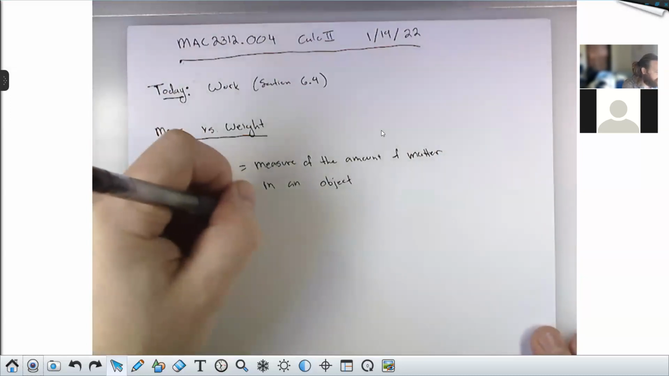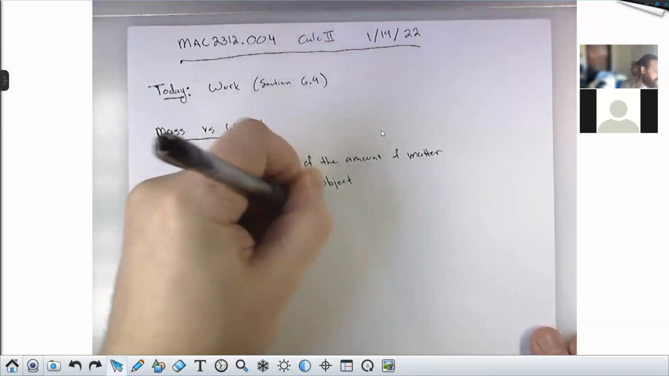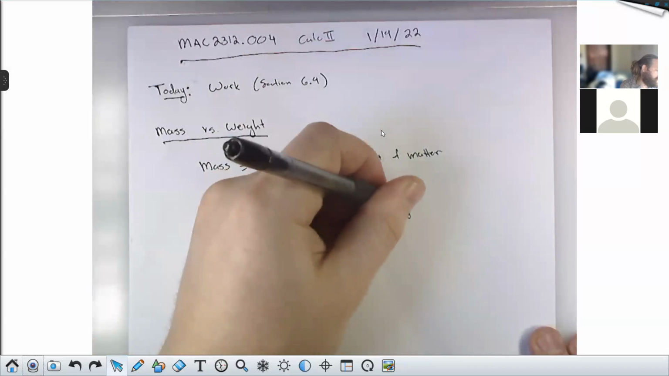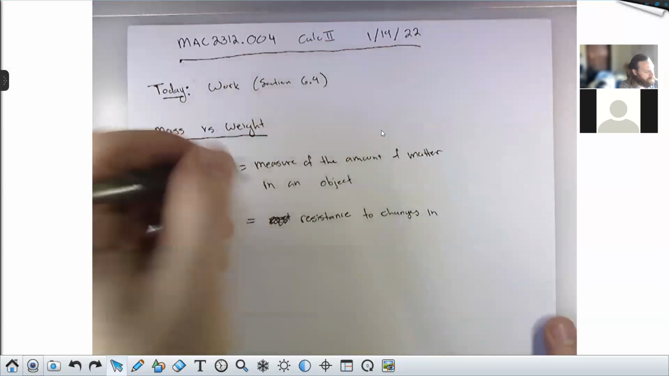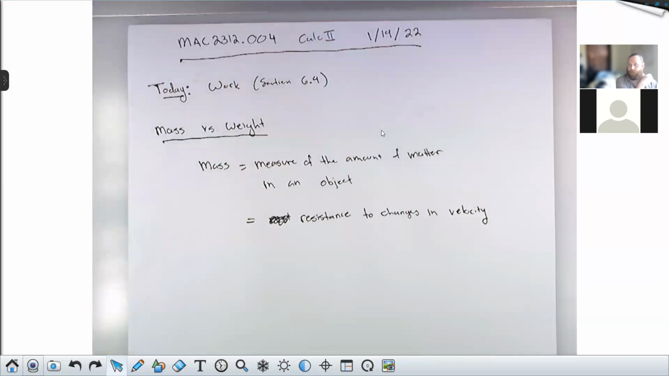This can also be thought of as the resistance to changes in velocity, right? It's momentum. Your momentum is mass times velocity. So if you want to talk about how massive something is, one way to measure that is to see how hard it is to push the damn thing. And notice here, there's nothing about weight or force.